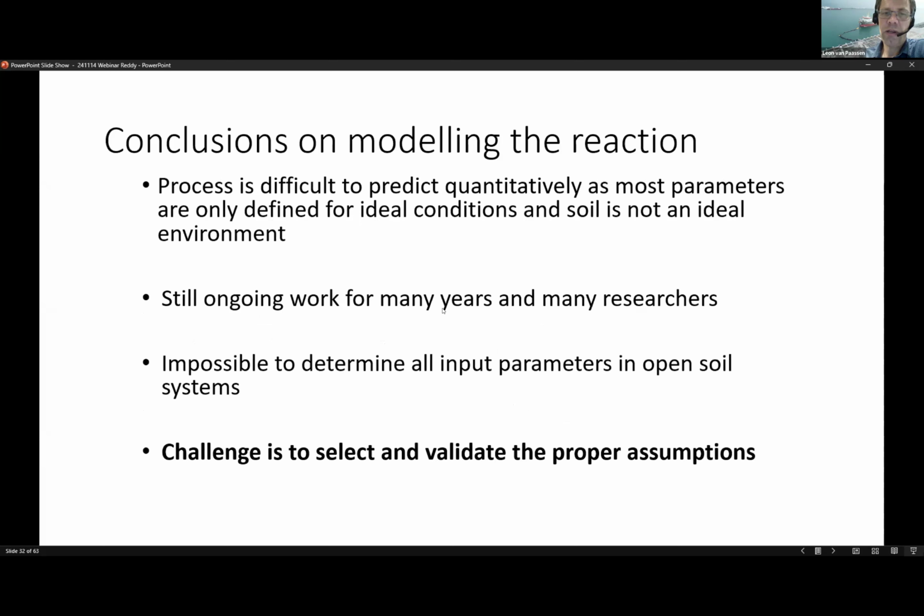So if you want to make predictions, the challenge is to select and validate the proper assumptions. So when am I allowed to use a simplified reaction equation, and when am I not allowed to do that? So that's the basics of the theory. But yeah, we don't have an infinite number of years to study.